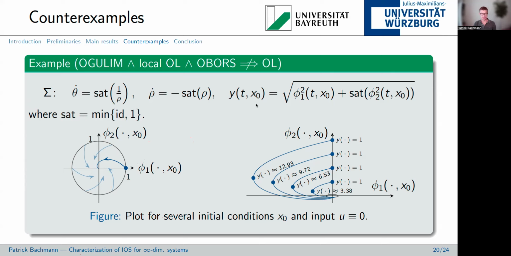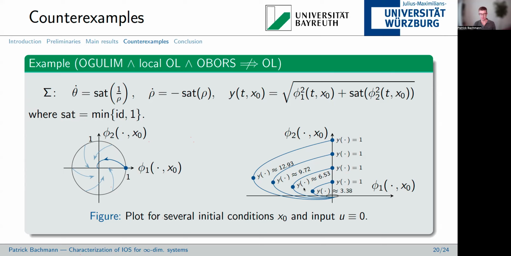However, what we have here is a rotation, and the rotation is getting very slow when the radius is getting large. And this basically helps us to construct an output which is going to 1. So each of these output trajectories is at some time going to 1.